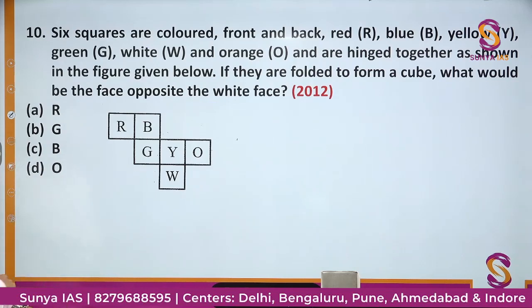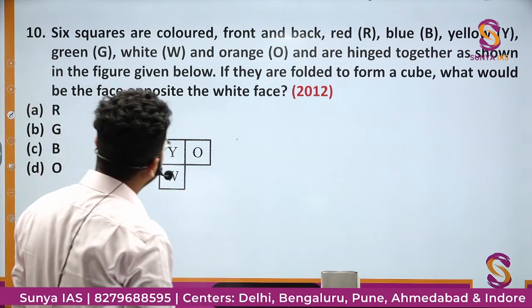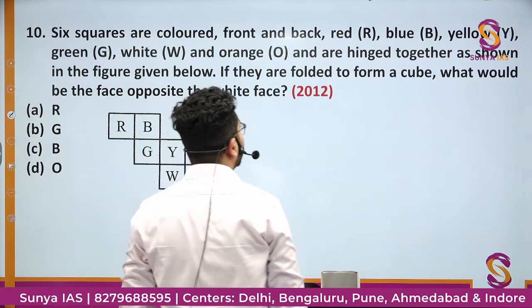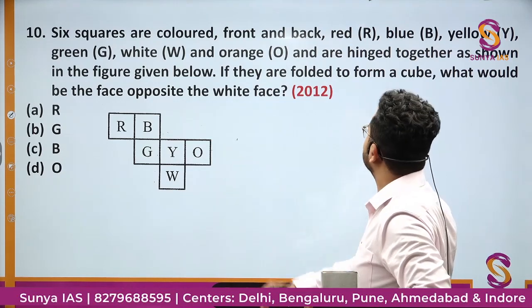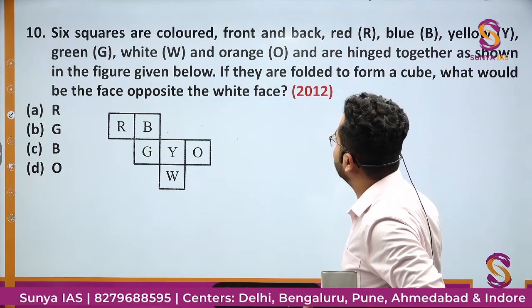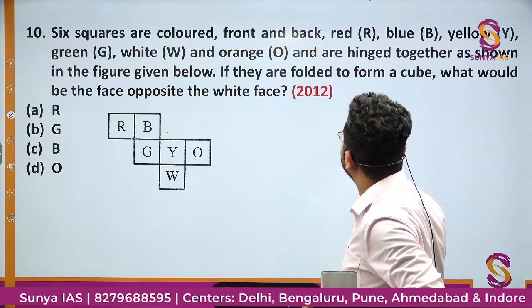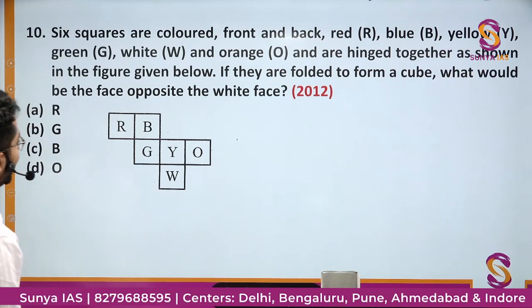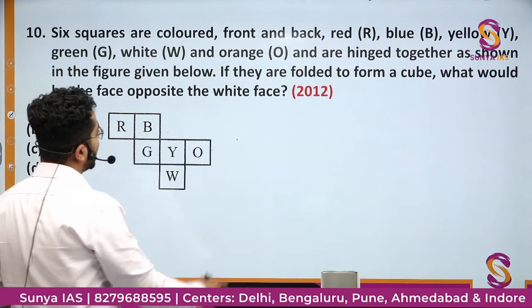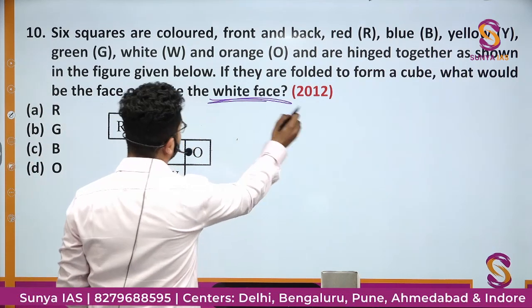This question was asked in the year 2012 and the question is: 6 squares are colored front and back red, blue, yellow, green, white and orange. These are their colors, okay, and they are hinged together as shown in the figure. If they are folded to form a cube, what would be the face opposite to the white face? It is asking which face of the cube is opposite to the white face.